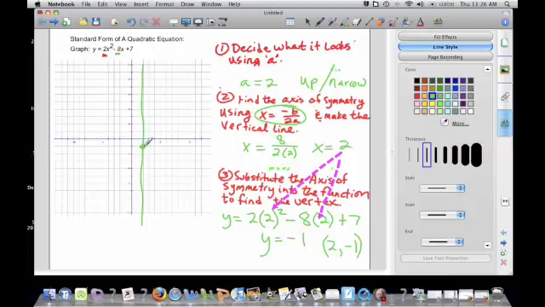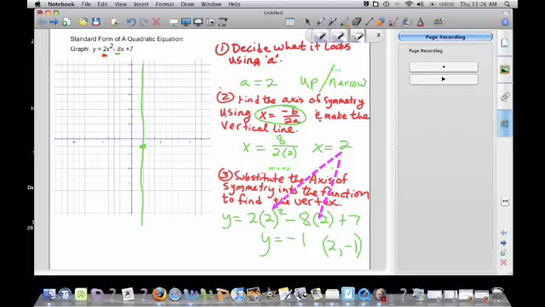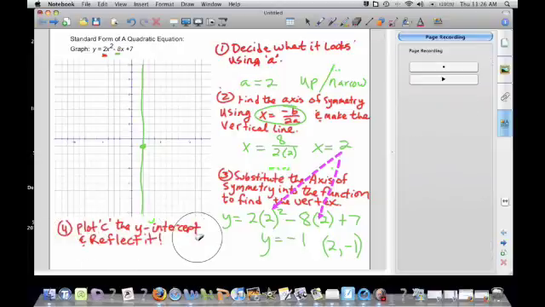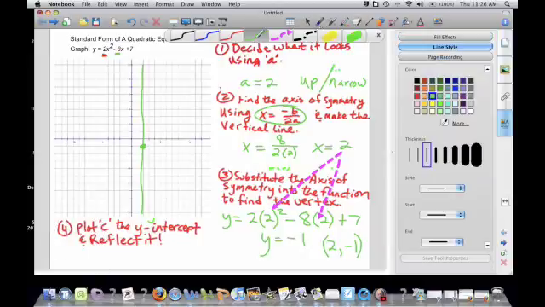The final step for graphing standard form quadratics is to plot the y-intercept. The y-intercept is the value that would result if you plug in 0 for x. So if we plug in 0 for x, we're going to get a +7. So (0, 7) is our y-intercept.